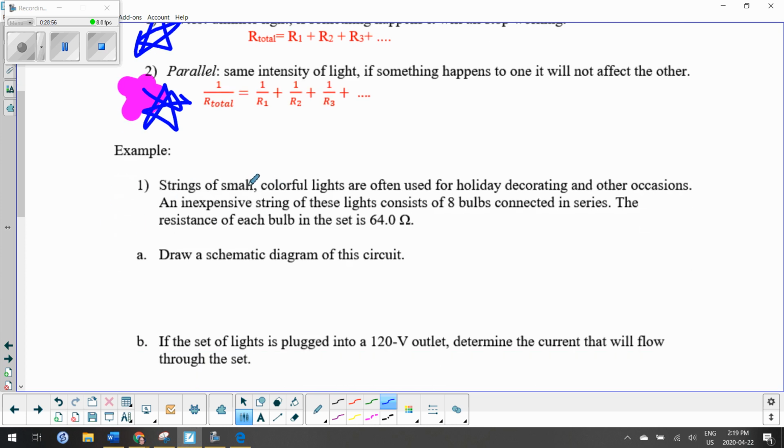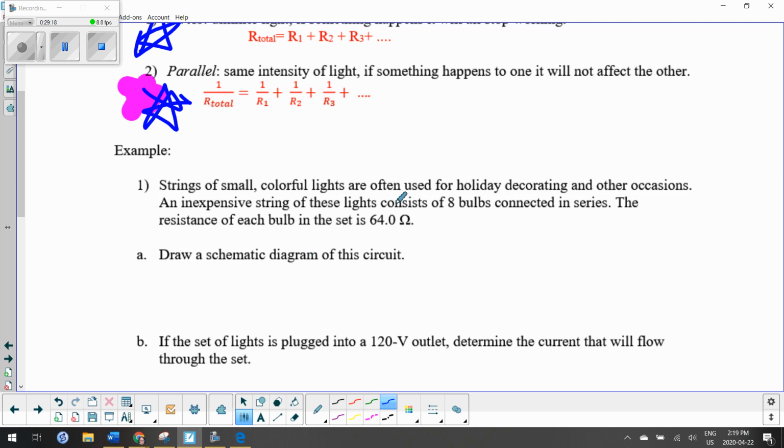A string of small colorful lights is often used for holiday decorations and other occasions. An inexpensive string of these lights will consist of 8 bulbs connected in series. The resistance of each of the bulbs is 64 ohms. Draw a schematic diagram, or a circuit diagram, for this.